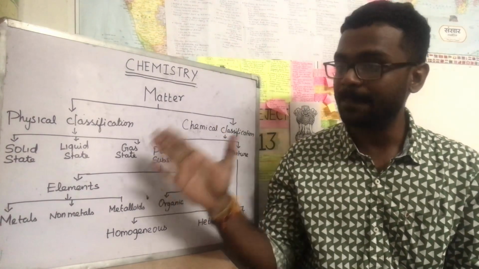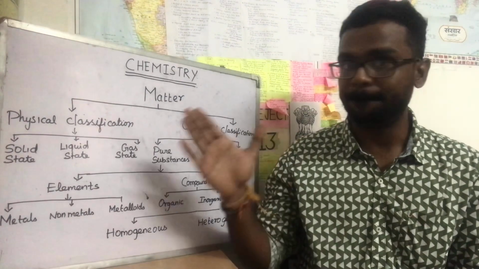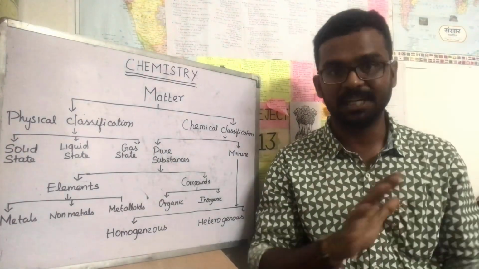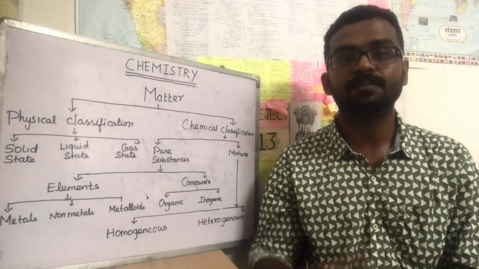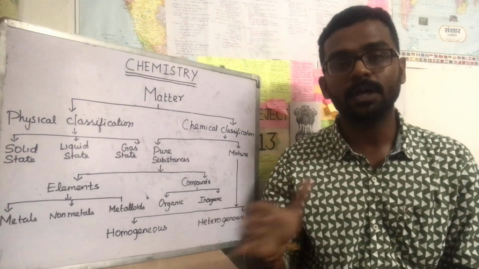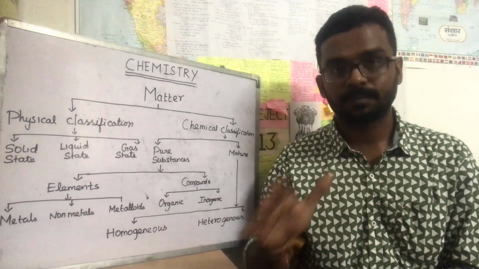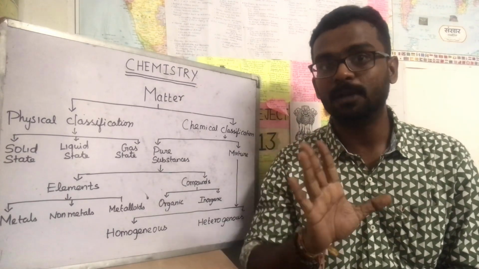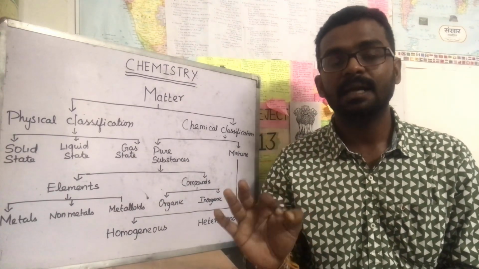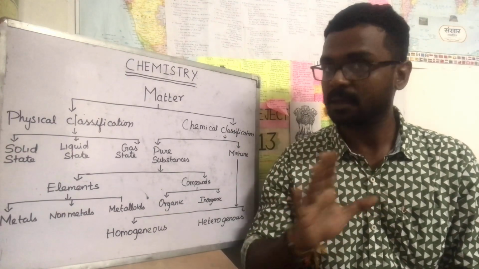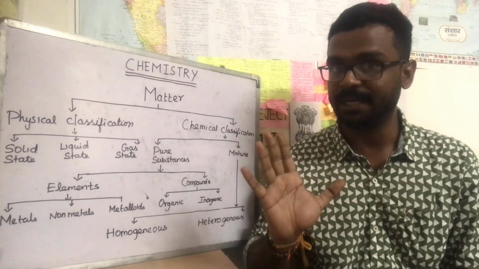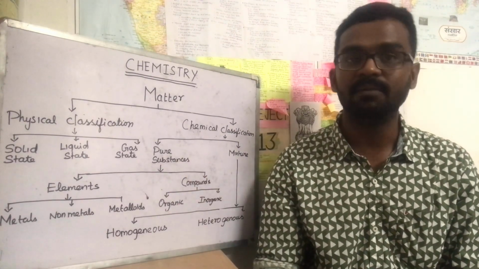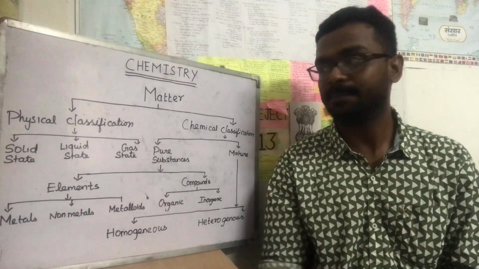Understand? Elements have three types: metal, metalloid and non-metal. Metals are generally hard and have a high melting point, high boiling point, and are good conductors of heat and electricity. Except mercury, which is the only metal in a liquid state. So all other metals are in the solid state. For example, gold and silver are examples of metals.